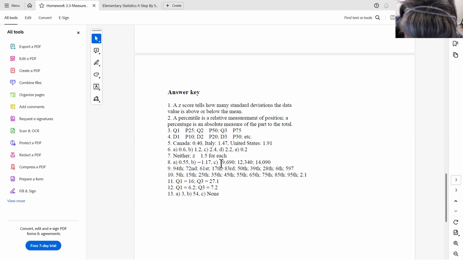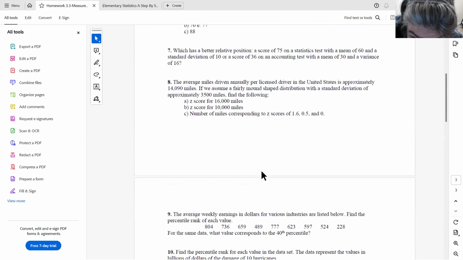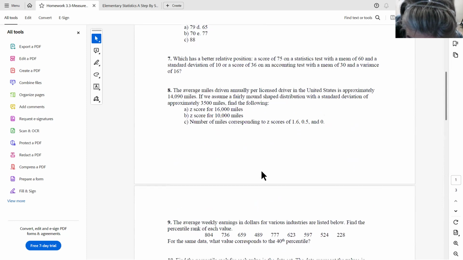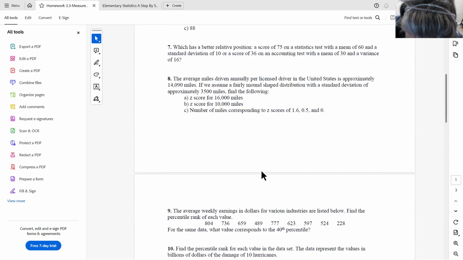It wouldn't be 17th. This is a different number, but she rounded to the nearest percentile, 6, 28, and so forth. But let me show you the second part of this, which is, for the same data, what value corresponds to the 40th percentile.